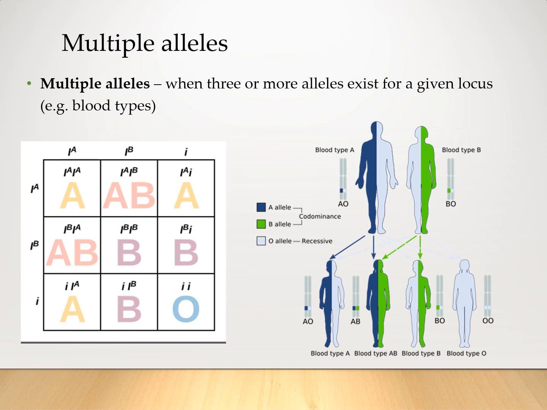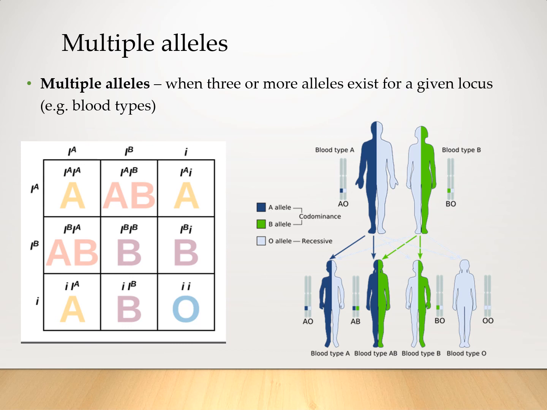In diploid organisms that have 2 copies of chromosomes, one from each parent, it is only possible to inherit 2 alleles. However, more than 2 possibilities may exist in a population. Consider blood types. There are 3 allele types. There's the IA, IB, and recessive i.